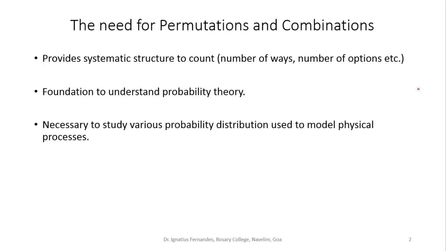It is also necessary to study various probability distributions used to model physical processes. Whenever we want to study a physical process, we usually transform that physical process into a mathematical model. And most of these mathematical models are in terms of probability distributions. They use probability theory. So in a way, to go ahead with this mathematical modeling of any process, we need to have these foundations, the basics of permutations and combinations. It is also very important in Six Sigma problems.